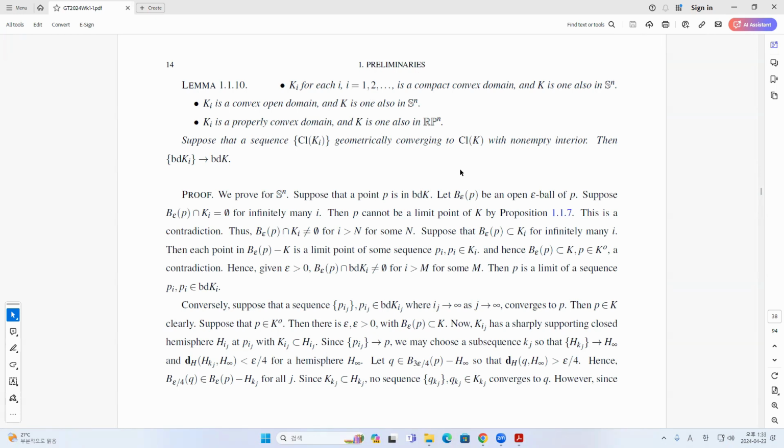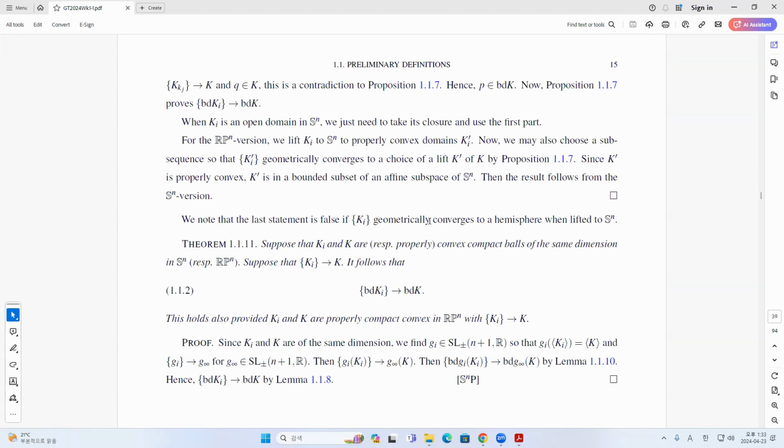Okay. So that has a bit of a long proof, so we'll skip that. Basically, you just have to check what the boundary points are. So the main point here is boundary convergence. And so next, if K_i and K are properly convex balls of the same dimension as Sn, and if K_i converges to K, then the boundary also converges. Okay, and if it's properly convex, then it works.